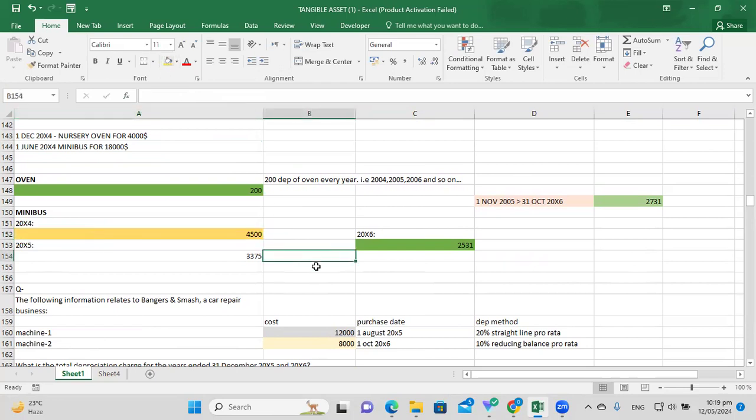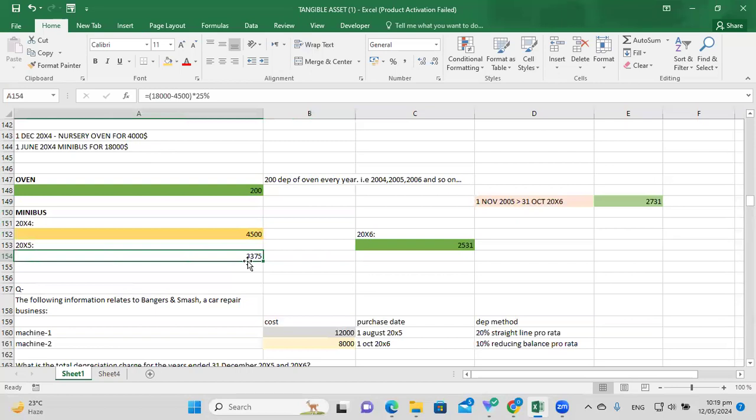Okay. Now, in the same way, for the second year, 2005, we will take out the carrying value first. The cost is 18,000 minus the depreciation for the first year, 4,500, and multiply that by 25%. You get the depreciation for the second year, which is 3,375. All right, so I hope you're comfortable with this now.